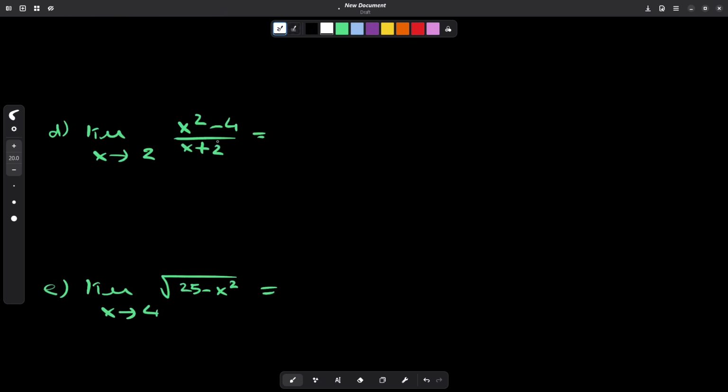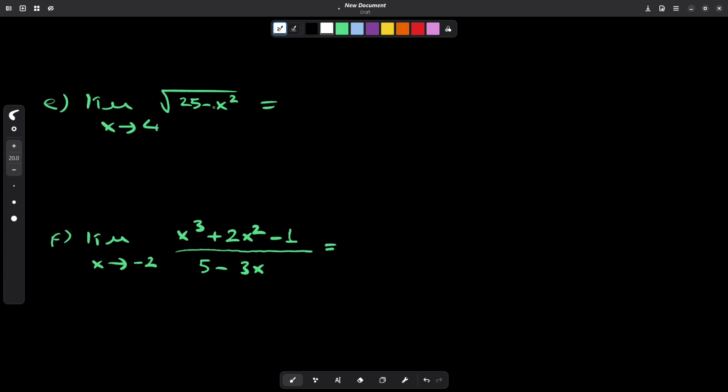Let's see. We have a fraction, so we have to be careful. Is our denominator 0? No, it is not. Therefore, we can plug it in. 2 squared minus 4 over 4. Our numerator is 0. Therefore, this division is equal to 0. Limit of root of 25 minus x squared as x approaches 4. We learned that we can send the limit inside. Instead of writing everything down, let's just plug the 4 in. Root of 25 minus 4 squared is equal to 3.